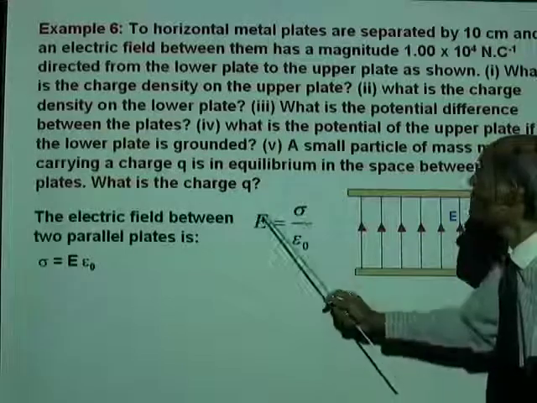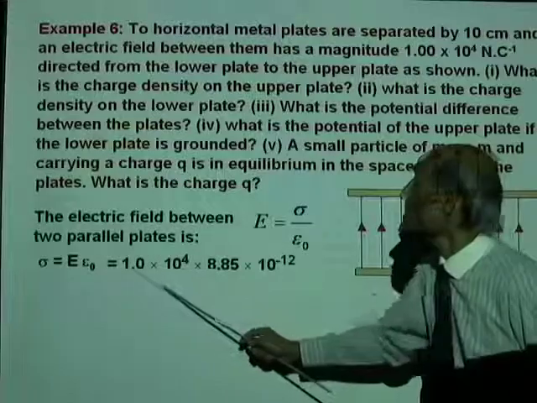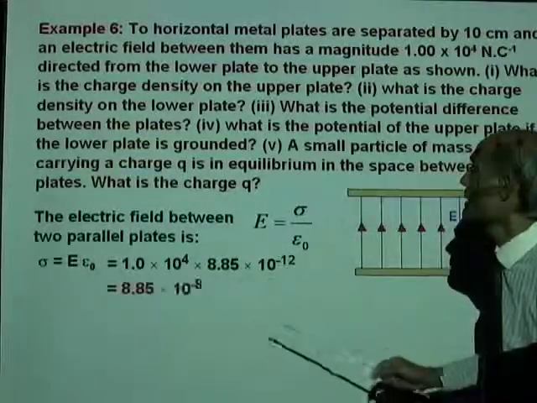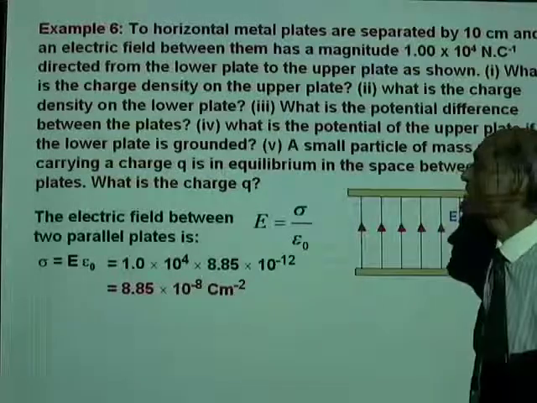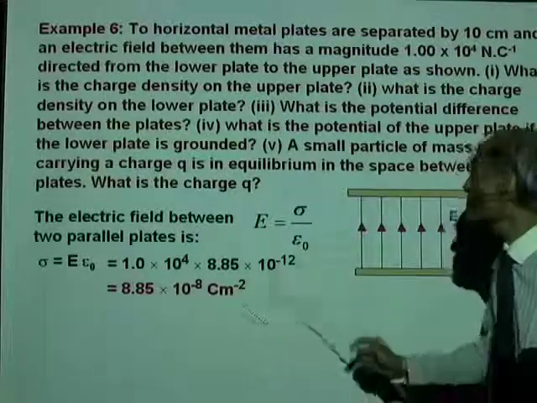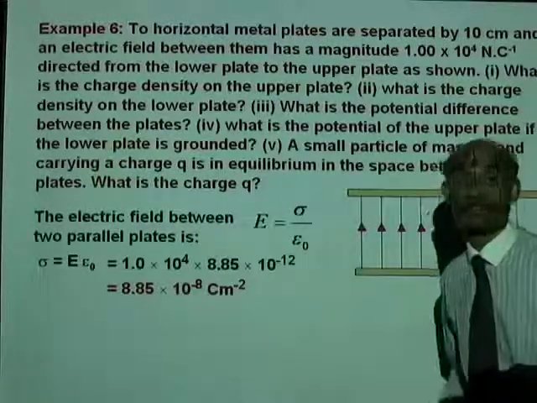Therefore, sigma equals E epsilon naught. That will be the electric field given to us, multiplied by epsilon naught. That will be 8.85 times 10 to the negative 8 coulombs per meter squared, which is the charge density.